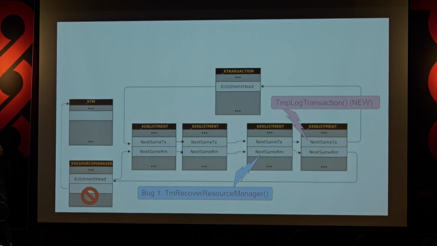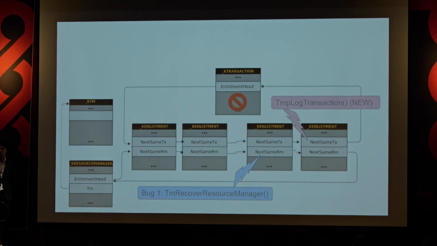Resource Manager, the reason why there is a vulnerability in TMP Recover Resource Manager in the first place is because it would acquire the Resource Manager mutex, but then it would actually temporarily free it, and then some stuff could happen. We could free the enlistment, and then it would require the Resource Manager mutex, but then the enlistment is freed, but then it's going to potentially reuse the enlistment thinking it wasn't freed. So that's why there was a bug.